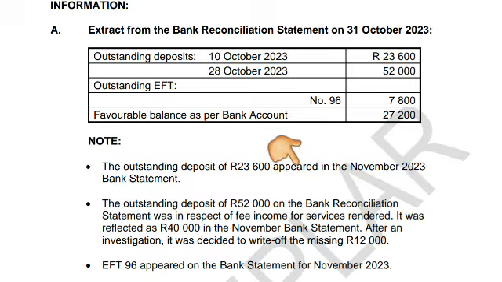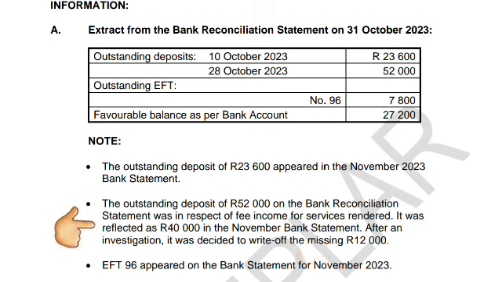The accountant wrote them a bank reconciliation to tell them, hey, fix this mistake. And in November, they have now fixed that mistake. So there is nothing to correct there. That means you leave that transaction alone. It's similar to the last bullet point that talks about the EFT 96. It says EFT 96 appeared on the bank statement for November 2023. So that means in October it didn't appear. That's why the accountant put it in the bank reconciliation at 7,800, and now in November it appears. So these two amounts, we're not going to do anything with them. There was an issue, the issue is sorted, so we move on with life.